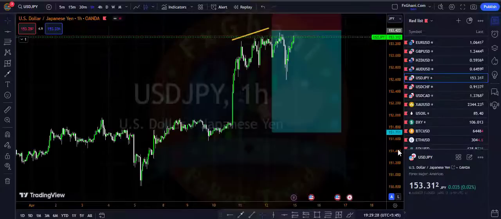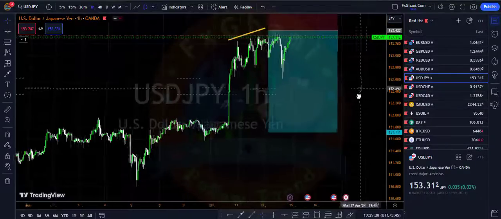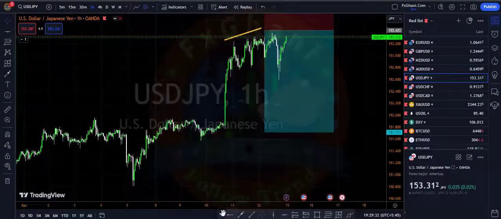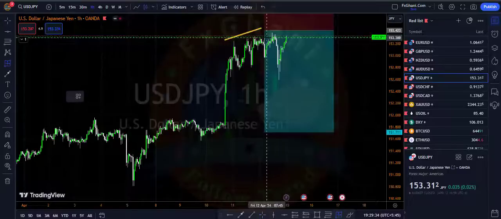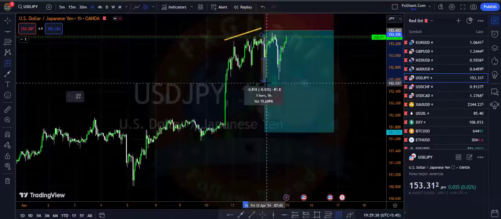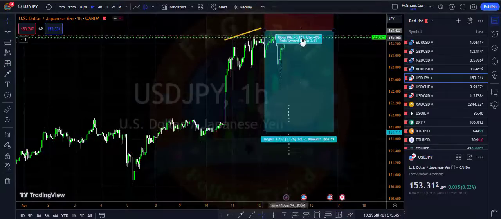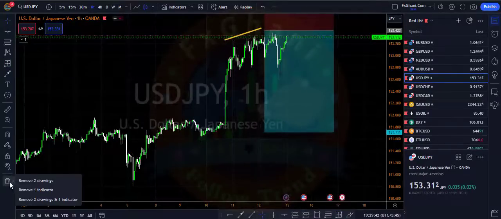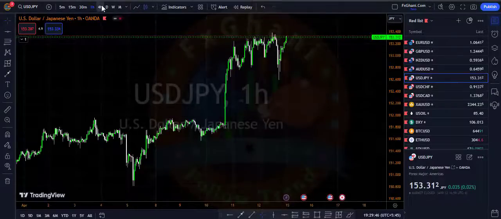Here what we draw, so we give a signal in a VIP group for a sell and it's almost 80. Why? Because it's a divergence. Okay, so now just remove this one, remove our drawing.